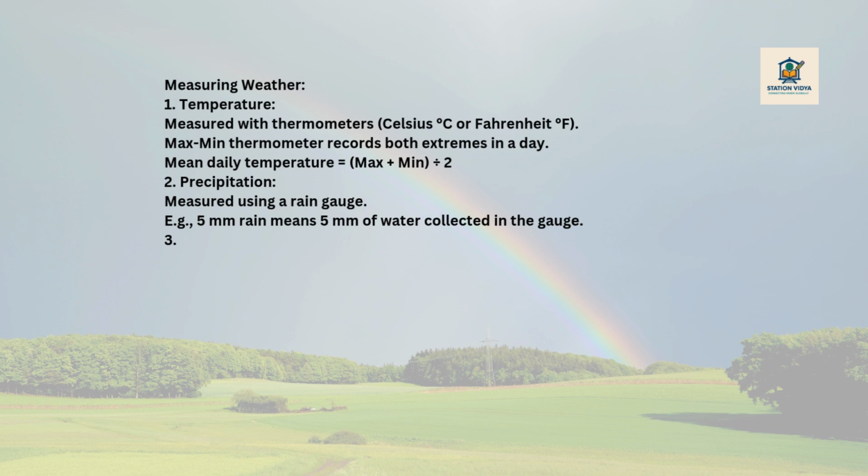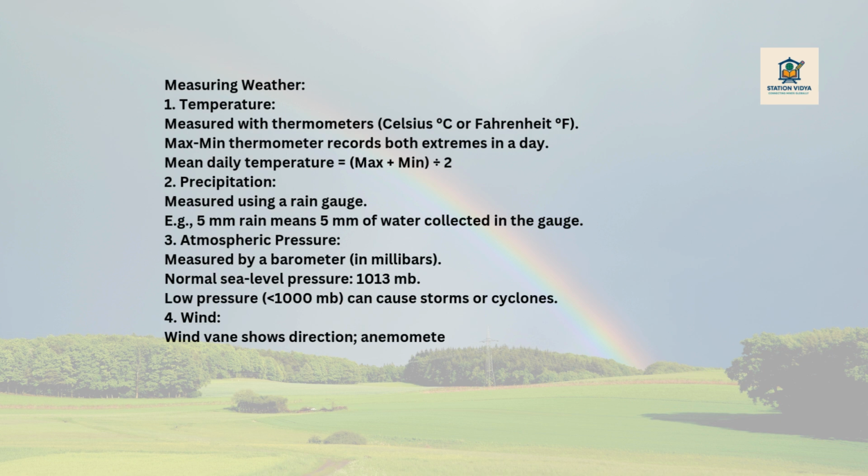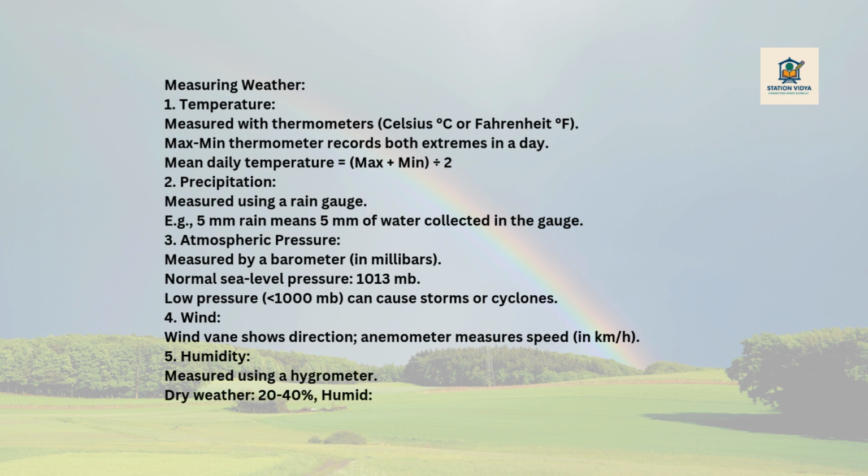3. Atmospheric pressure. Measured by a barometer, in millibars. Normal sea level pressure is 1013 MB. Low pressure, less than 1000 MB, can cause storms or cyclones. 4. Wind. A wind vane shows direction. An anemometer measures speed, in kilometers per hour. 5. Humidity. Measured using a hygrometer. Dry weather is 20 to 40%, humid is 60 to 80%.